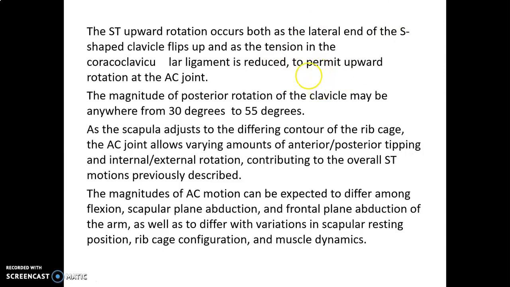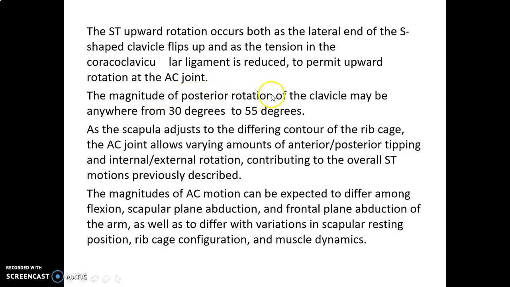Because of this, the tension in the ligament does not permit any upward rotation of the AC joint. So here the S-shaped clavicle flips. There is a rotation of the clavicle, not elevation. This rotation permits movement in the AC joint. The coracoclavicular ligament tension is reduced, and movement is permitted in the AC joint because of the rotation of the clavicle.